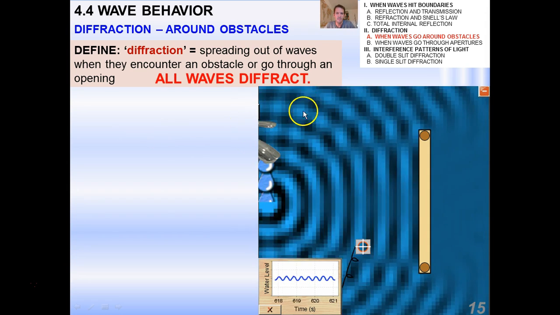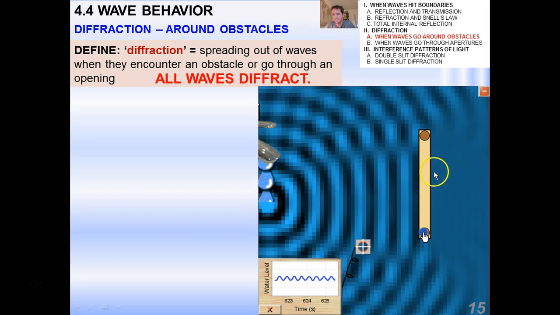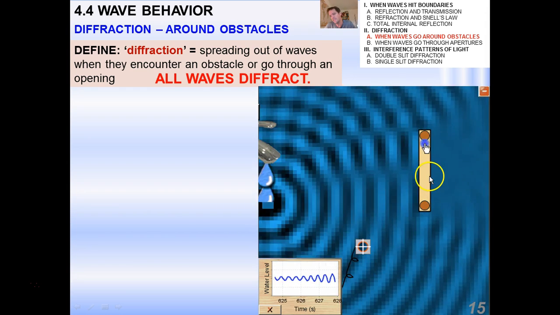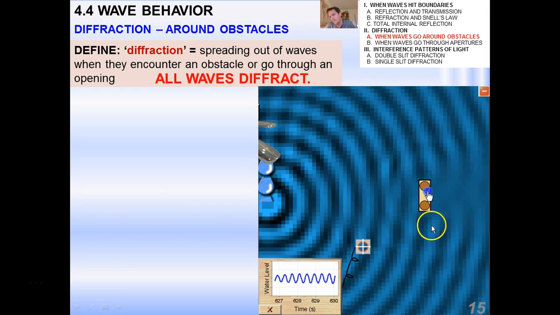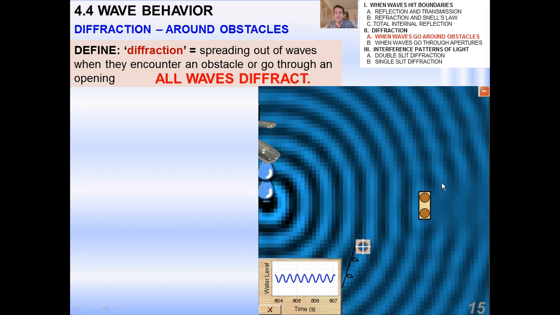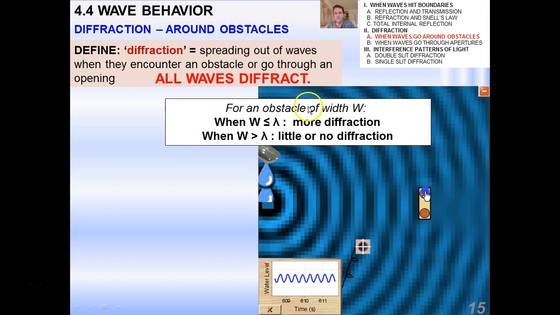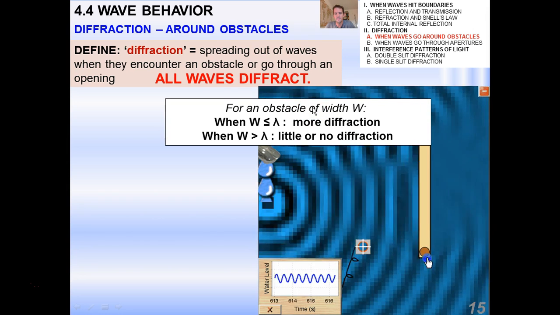So for example, if I'm having water droplets dripping in a tank like this and I have this barrier right here, you can see that behind the barrier, the waves spread out, okay? And they start curving back behind it. That's called diffraction, okay? It turns out that the width of the obstacle that the waves are encountering has a great effect on the amount of diffraction.